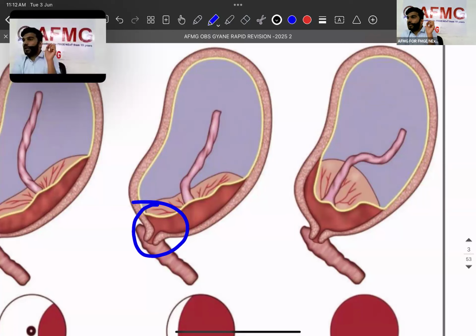Placenta in the lower uterine segment is called placenta previa. So, at 24 weeks, a female came to me. I went for the USG and I saw that this placenta is in which segment? Lower uterine segment. Now, when the placenta is in the lower uterine segment, what are you expecting? What will be your next step?